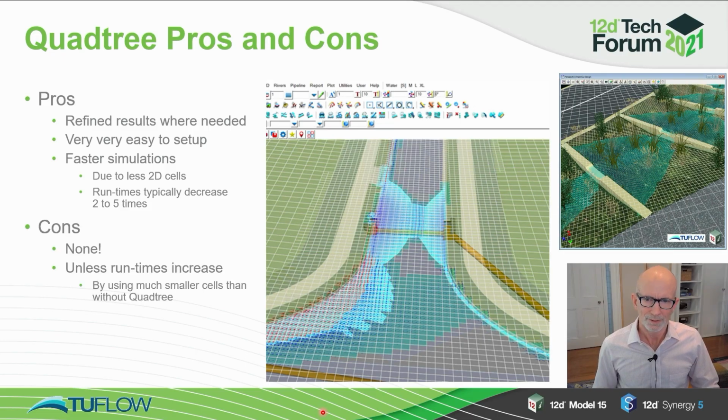The negatives, well, generally speaking, it's hard to find a negative with Quadtree, but you can increase your run times. If your non-Quadtree model, for example, was at this resolution out here, and then you've started to put all this fine resolution in, your runtime will increase because you're not reducing the number of cells, and you'll end up with a smaller time step because of these smaller cells. But by and large, Quadtree is a fantastic feature. It allows you to really put the detail where you want it.